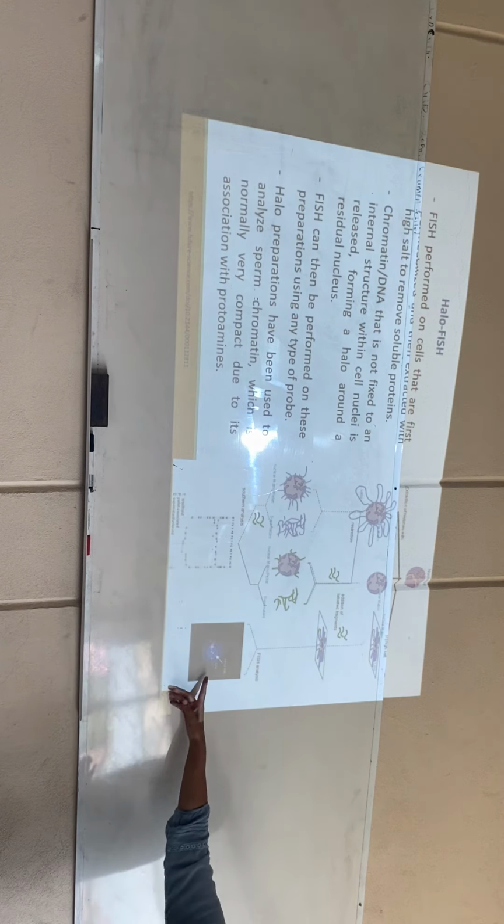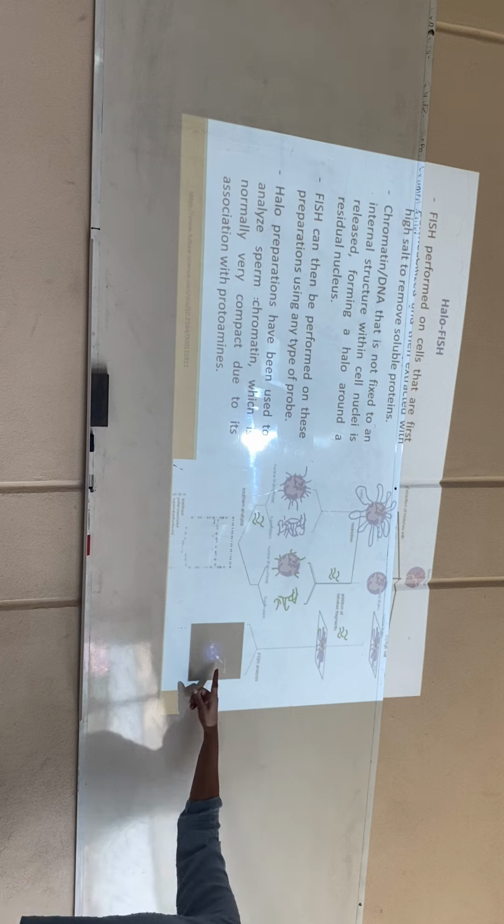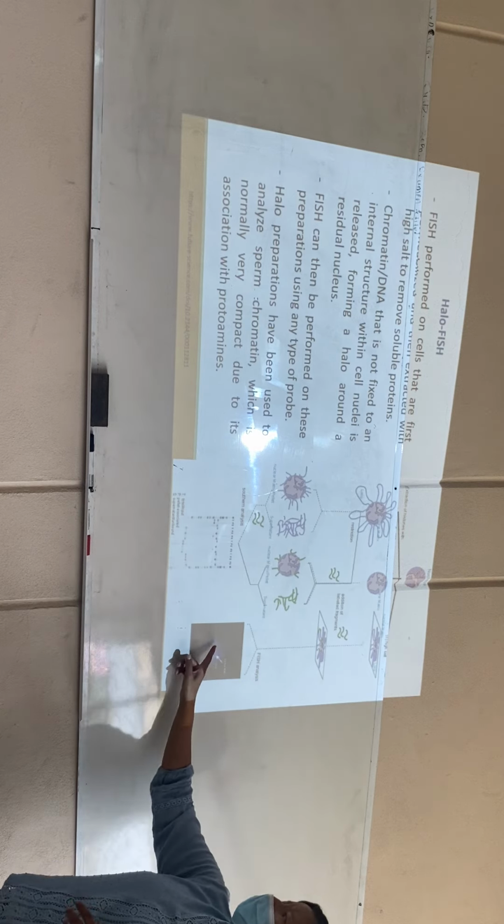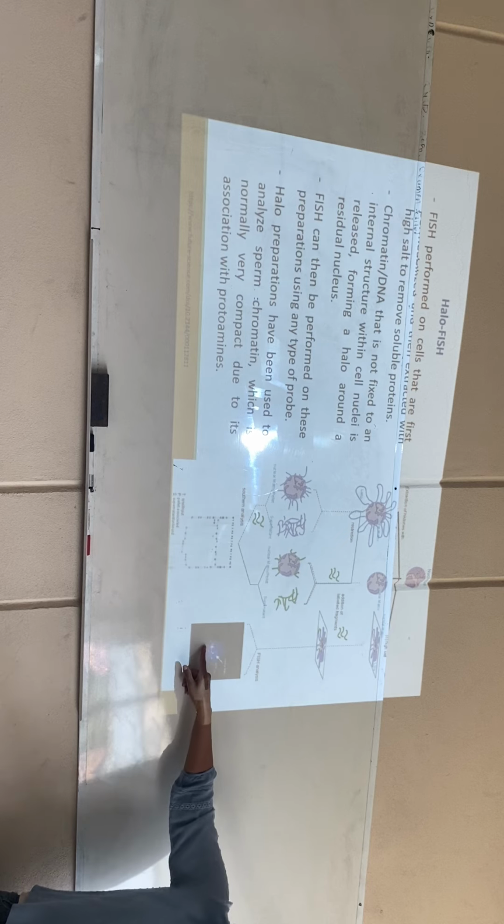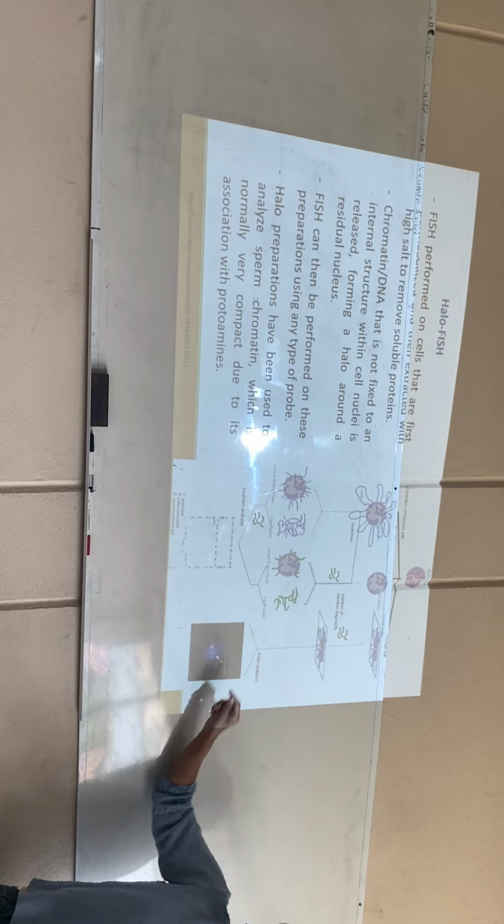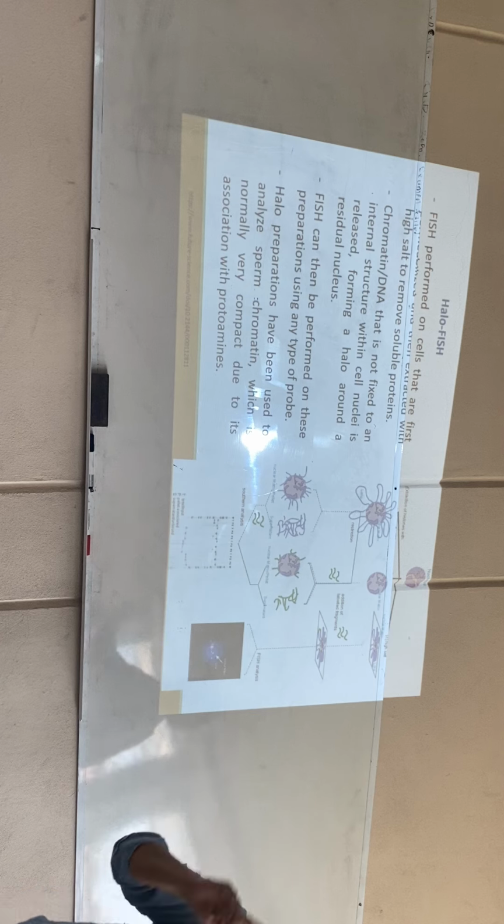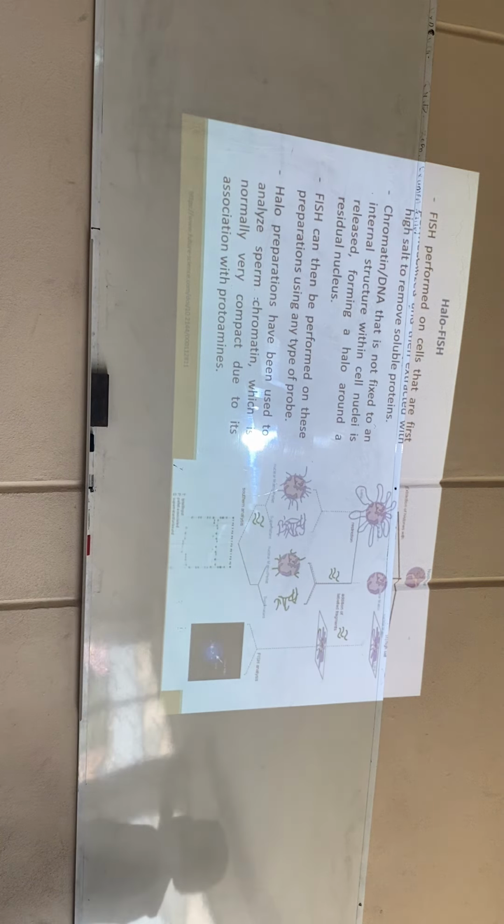Okay? In microscopy, we are going to observe, the picture is very tiny, but the nucleus is going to be here, and the hybridization is going to be observed all around the nucleus in a halo. That's why the name is Halo-FISH. Okay? Questions with this?